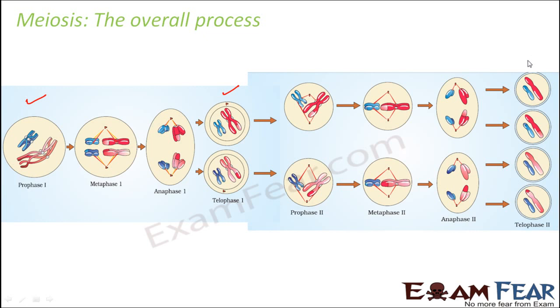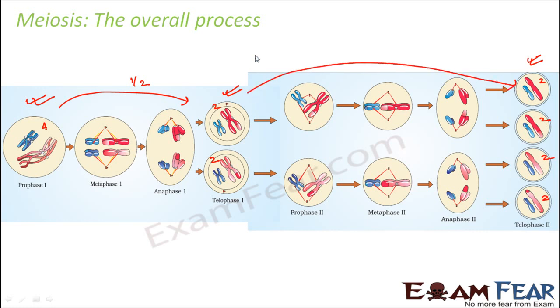So here if you see how many chromosomes you have, this is 1, this is 1, 2, this is 1, this is 1, 2. So total you have 4 chromosomes. How many chromosomes do you have? You have 1, 2, again 1, 2. So the chromosome number has reduced by half. Now if you compare this to this, how many chromosomes do you have? 1, 2, again 1, 2, again 1, 2, again 1, 2. So the chromosome number remains the same. So the haploid to haploid, this is diploid to haploid.